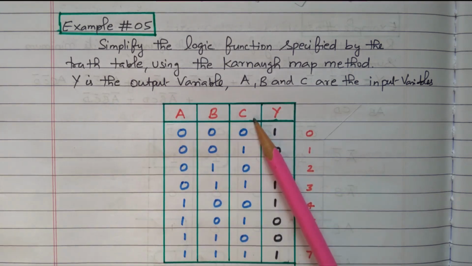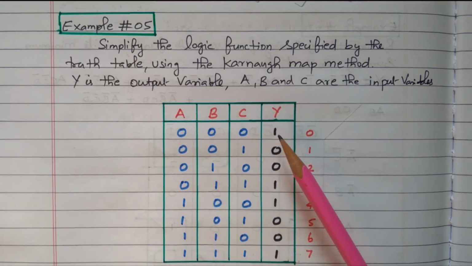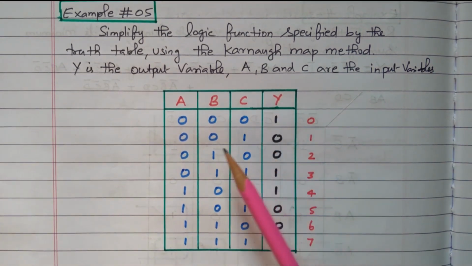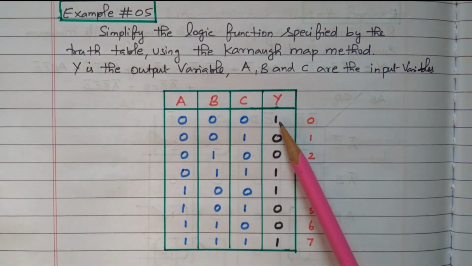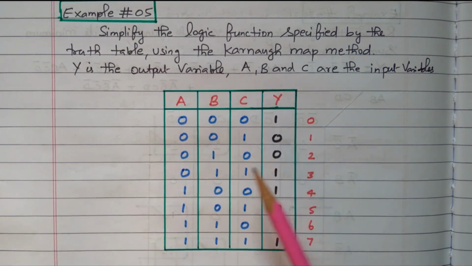This A, B, C are the input variables, Y is the output variable, right? So based on the truth table, for 0, 0, 0 the output will be 1. For 0, 0, 1 the output is 0. 0, 1, 0 the output is 0. 0, 1, 1 output is 1. 1, 0, 0 output is 1. 1, 0, 1 is 0. 1, 1, 0 the output is 0. 1, 1, 1 the output will be 1, right?